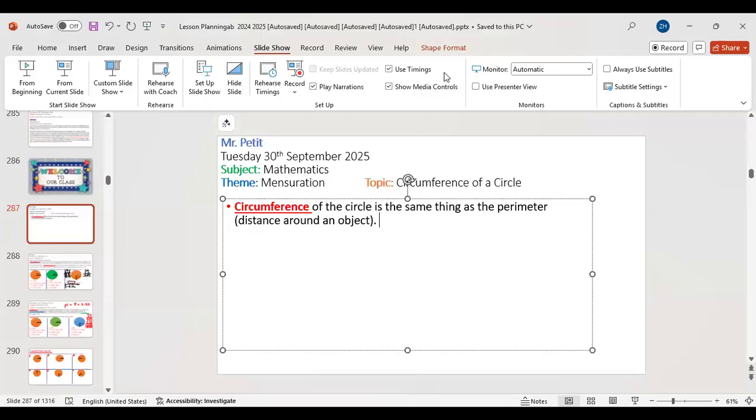So basically, the circumference is the distance around the shape, all right? Now, the circumference of the circle is the distance around the circle. So we could calculate the circumference by using a special formula. That's what we can use. That's how we're going to calculate the circumference. So there's a special formula that we use in order to figure out the circumference.